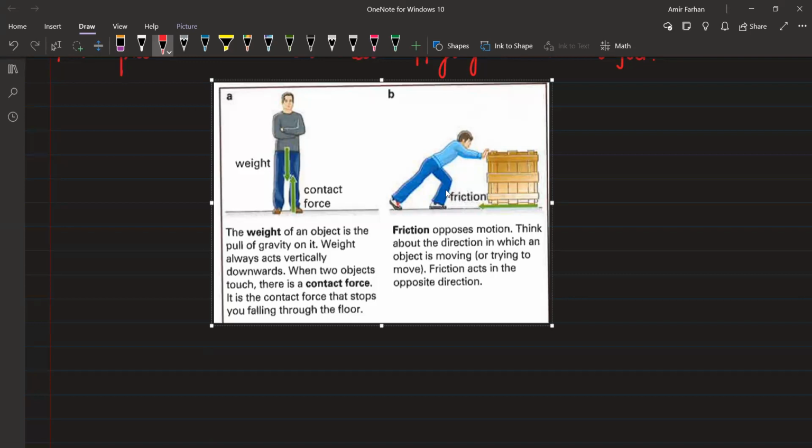And friction always works in the opposite direction. Clear, Ayan? Yeah, because of the interlocking of molecules. Yes, very good. Is this clear now? Okay. Next thing that we have, let me take a picture of this as well.